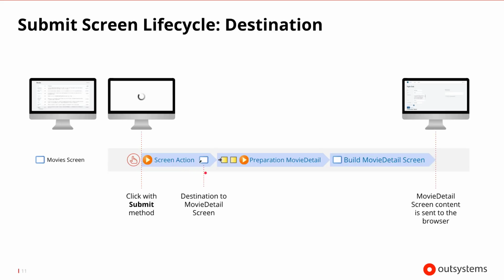And then if it needed to go to a different destination, like the movie details screen, it would go ahead and forward that request so that we're basically being navigated over to the next screen. It would create the variables, call the preparation for the movie detail, render and build the movie details screen, and send back the movie details screen instead. So how we end inside of a screen action will decide what gets called next, and sometimes it's the same screen and sometimes it's a separate screen.